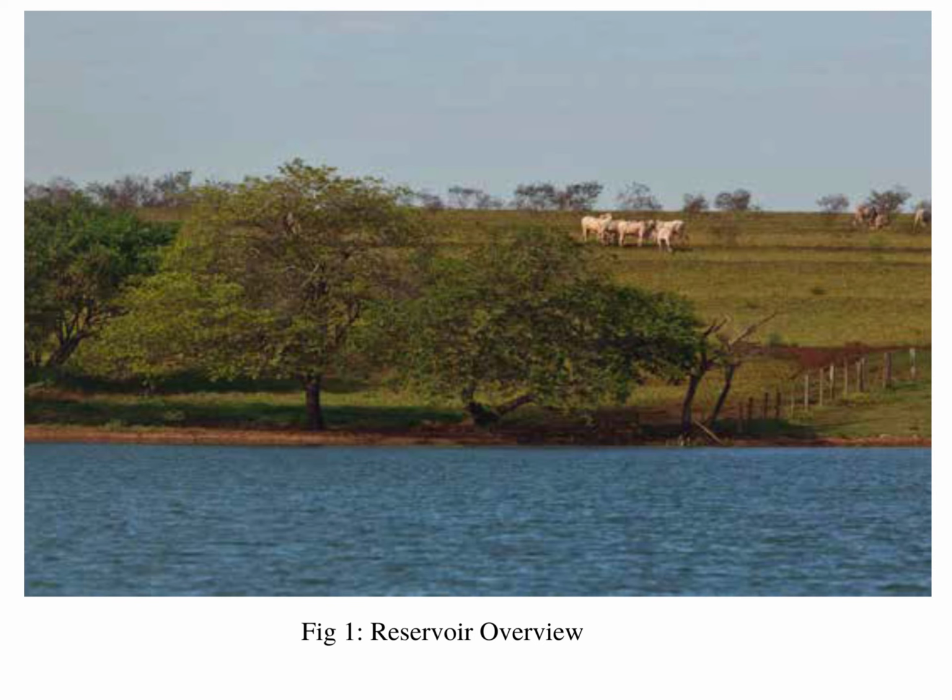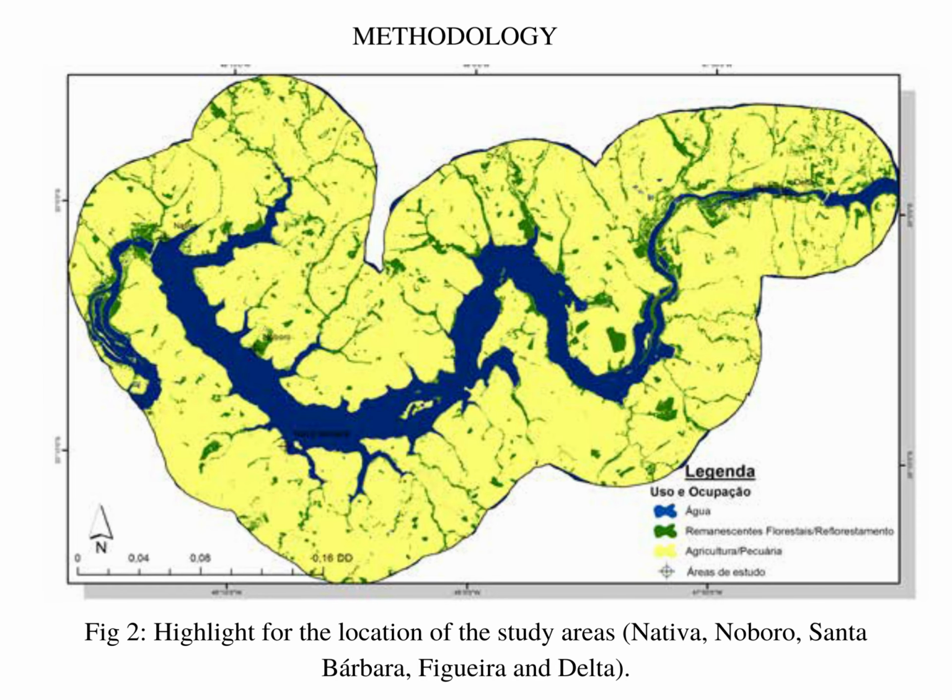And this is the picture of the overview of the reservoir showing the area before the restoration process. And here is the map of the location of the Volta Grande hydroelectric power plant where the project was carried out, consisting of water, forest fragment, agriculture, and the study area.